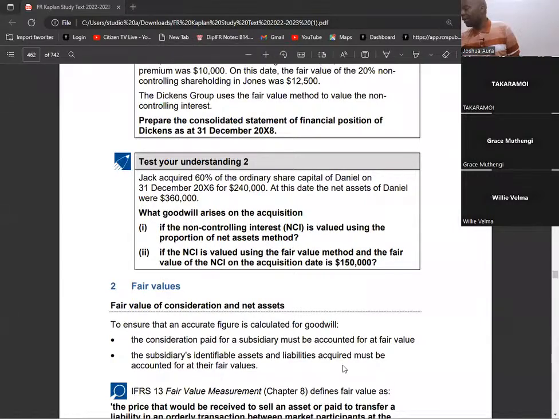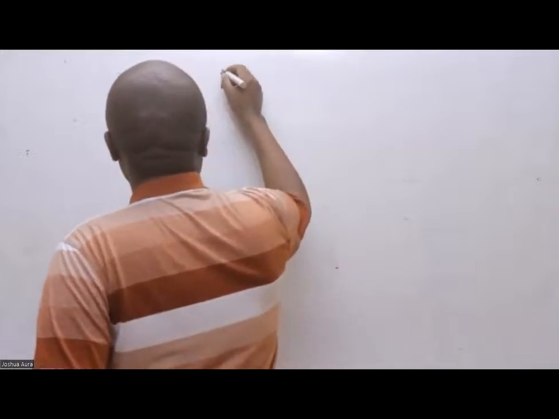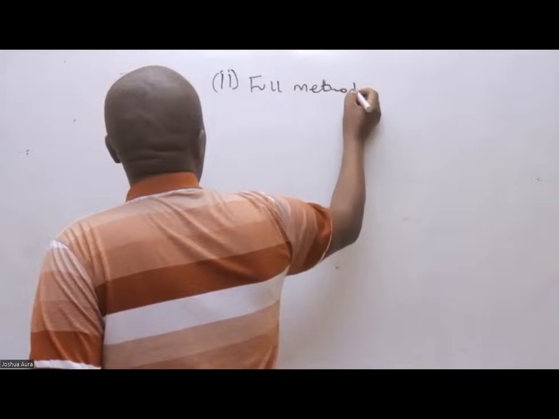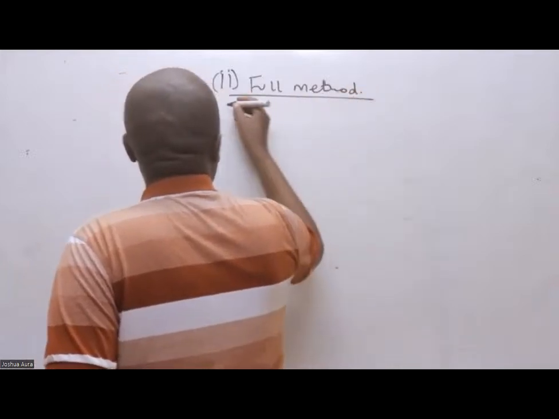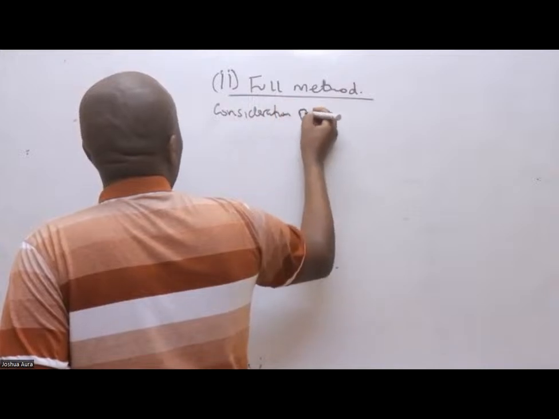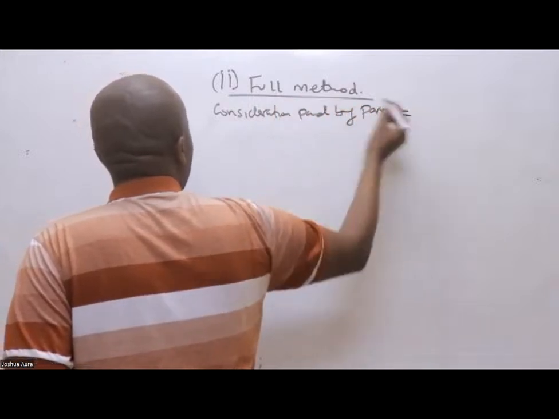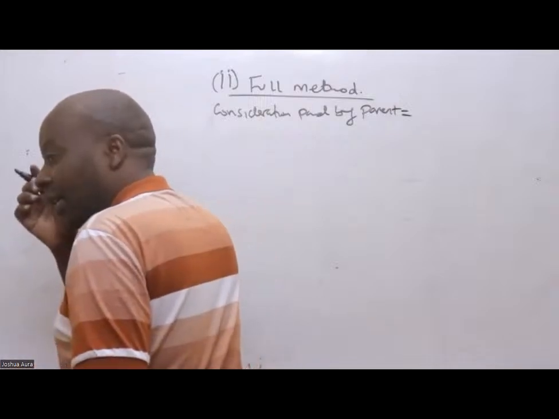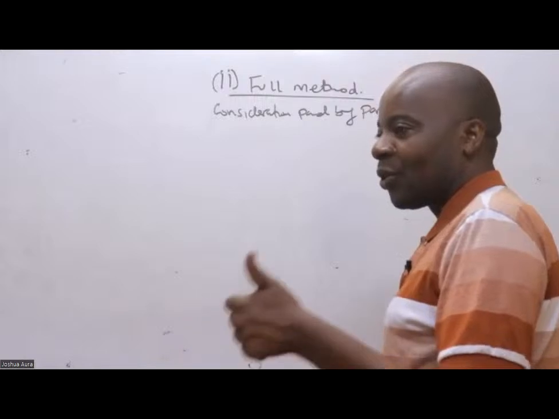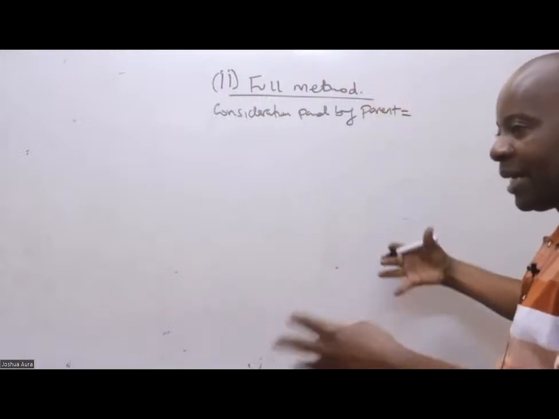So Roman 2 is the full method of calculating goodwill. I'll come here and we start with consideration paid by the parent. The parent, the one who acquired 60%, is the one who has got control. Can somebody give me this consideration? What amount was paid by the parent company?